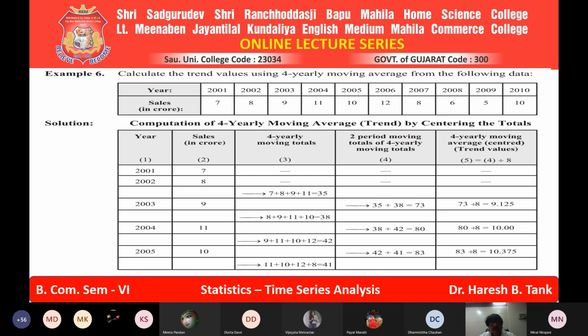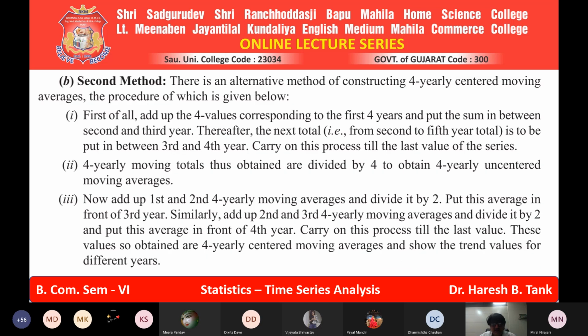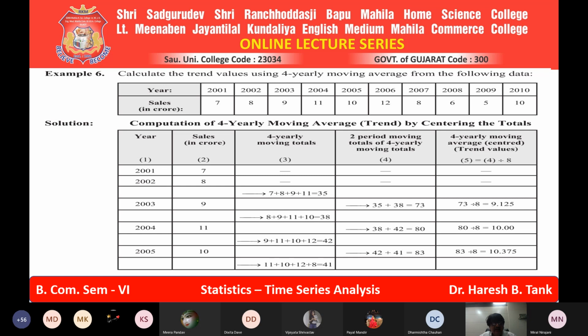So now this is called the centering process, or you can say it is centered. Two-period moving totals of 4-yearly moving total. Instead of writing this much, you can write it as centered 4-yearly moving totals, or 4-yearly centered moving total. That can be the title. It is fine, as they are not averages right now, they are totals.